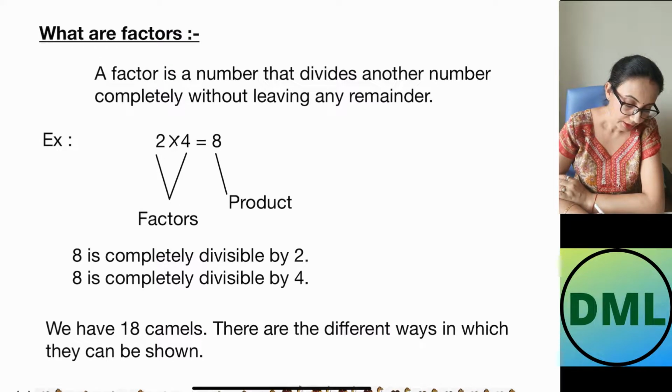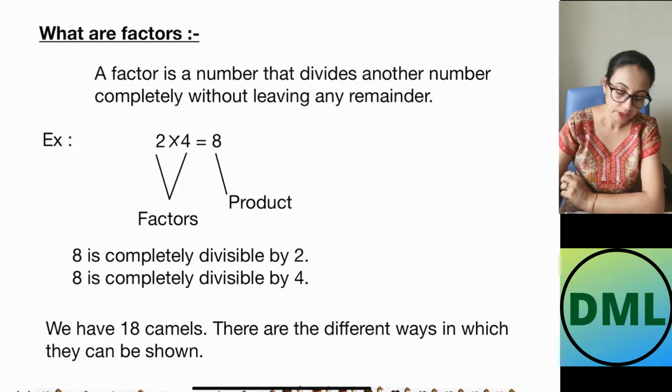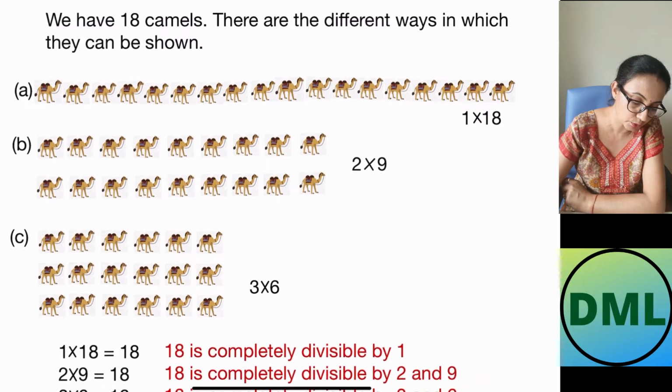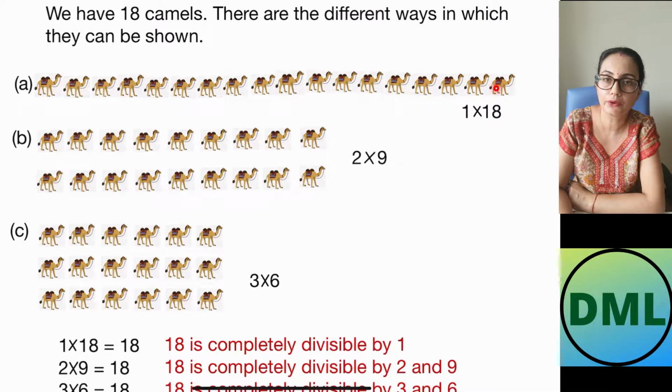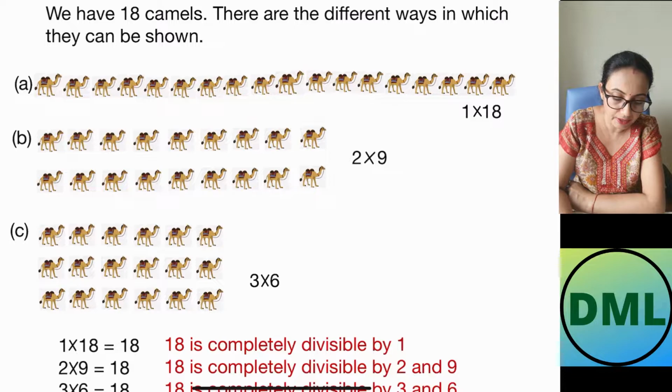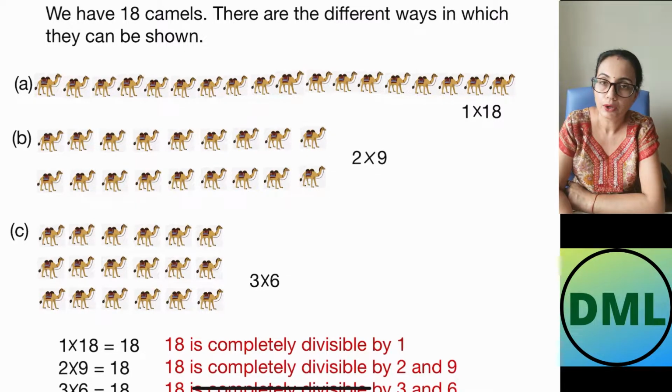Let's see that if we have 18 camels, there are different ways in which they can be shown. Let's see how many ways we can show 18 camels. First, you arrange all the 18 camels in one row. That means we can write it as 1 cross 18. 1, 2, 3, up to 18 camels. 18 camels are in one row.